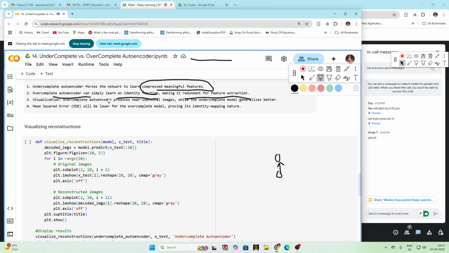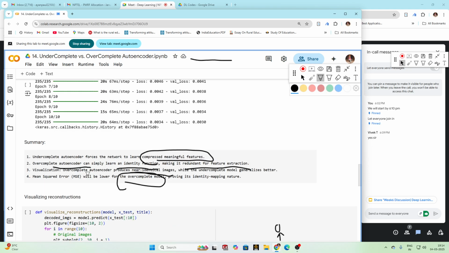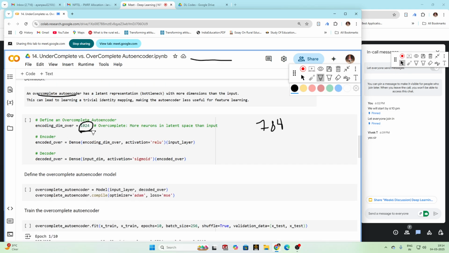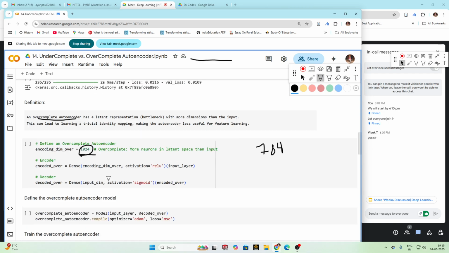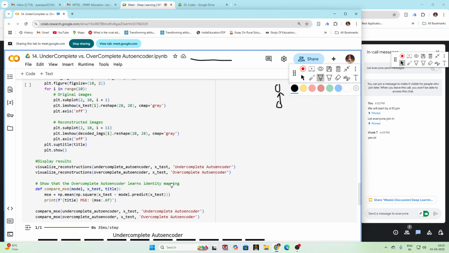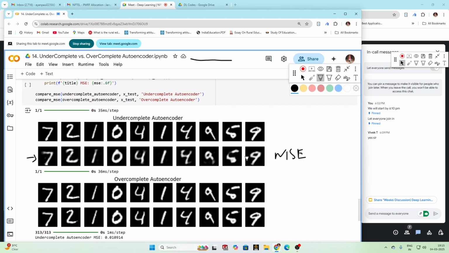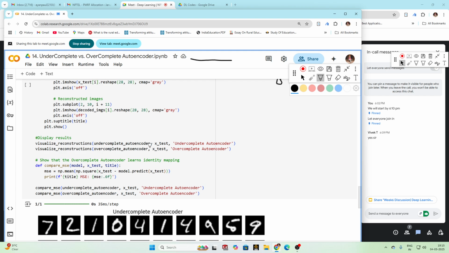In visualization, the over complete autoencoder produces a near identical image because it has more capacity. So MSE will be lower for over complete autoencoders. Why? Because it has more parameters. For the over complete autoencoder we are using 1024 neurons, but for the under complete we are only using 32 neurons. Okay, so this is the summary I have also written, and you can see the result. The main thing is you need to learn how you can code the encoder.